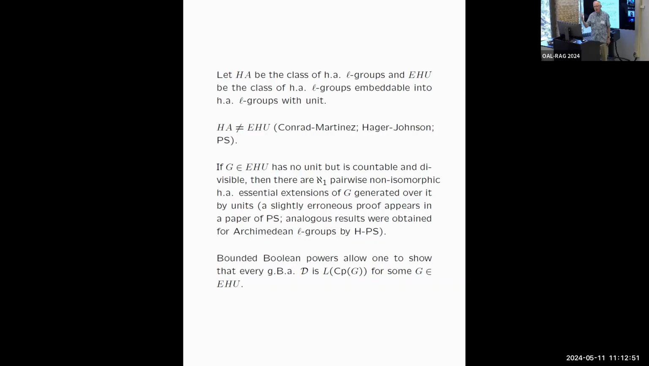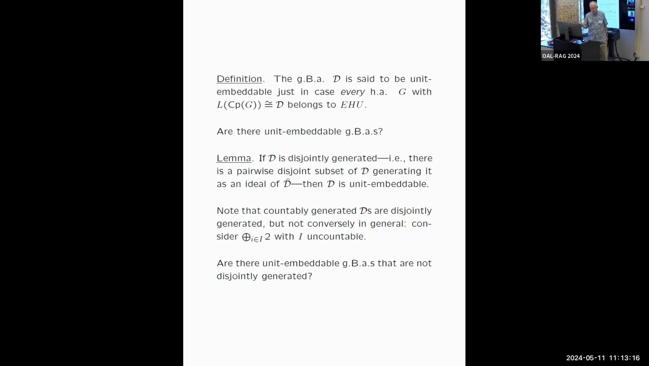Of course, that result raises the question, are there special generalized Boolean algebras which, if you know your hyperarchimedean L group has this as a distributive lattice, it has to be embeddable one-to-one with a unit. And I will call a generalized Boolean algebra unit embeddable just in case every hyperarchimedean L group G, whose distributive lattice is D, can be embedded in a hyperarchimedean L group with a unit. And of course, if D happens to be a Boolean algebra, it will be unit embeddable trivially. And then the question is, are there others?